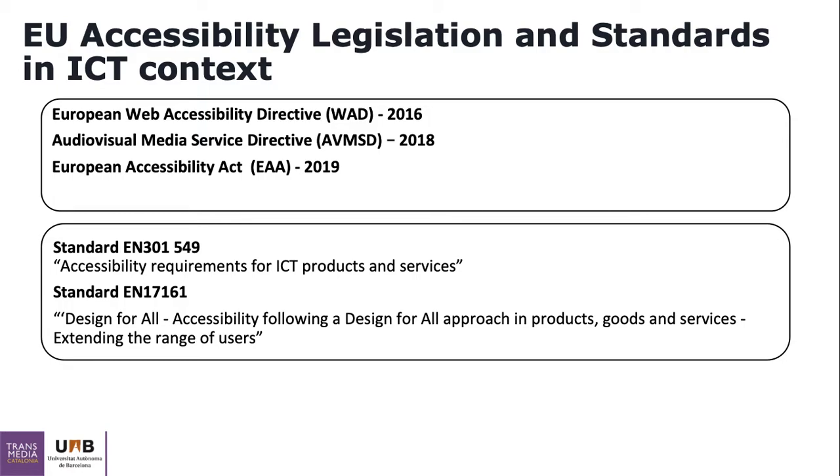Standard EN 301549 is a tool to show compliance with the Accessibility Directive. This technical document incorporates the latest accessibility requirements for web and mobile accessibility, developed by the World Wide Web Consortium, known as W3C, in their WCAG 2.1 guidelines. On the other side, Standard EN 17161 is a tool to guide design for all, accessibility following a design for all approach in products, goods, and services.